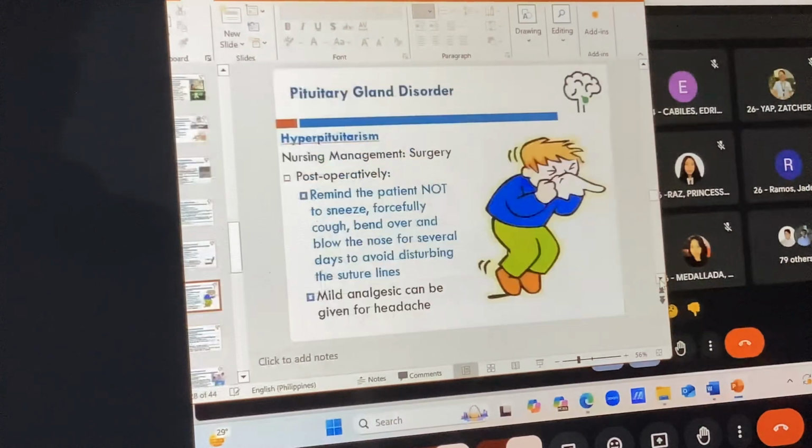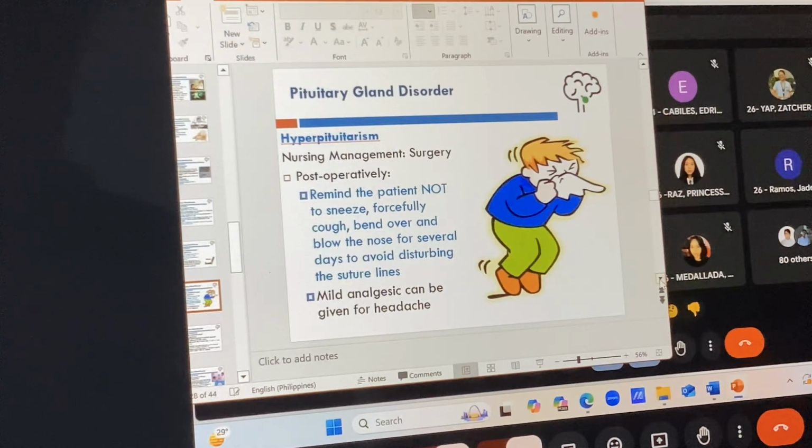So, next will be, remind the patient not to sneeze. Okay? Bawal ang suminga, bawal ang umubo, and then, bawal ang mag-bend over and blow the nose for several days to avoid disturbing the suture line. Kaya nga sabi natin, we need to expand the lungs. So you just instruct your client to do deep breathing exercises.